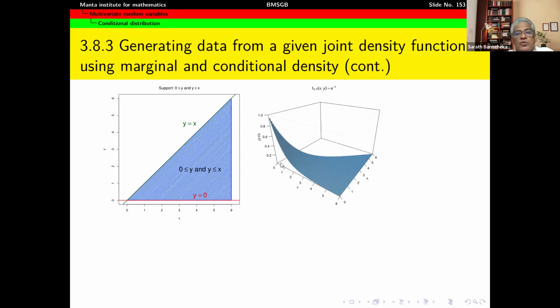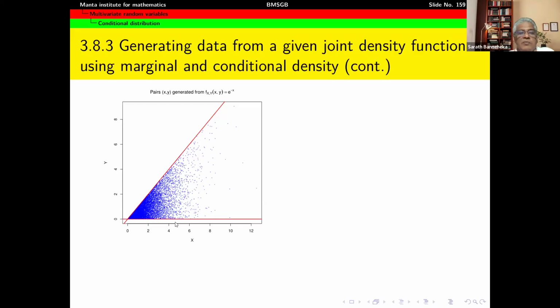joint density function, right? So close to (0, 0), the density is very high, and then it gradually decreases. So we can clearly see the same effect here, right? The density is very, very low as x is increased, and then density is high here, right? All the values are between. So this is the y equal to x line, right? And then you can see that the support here, this graph, is the same as the support in the joint density that I showed earlier.